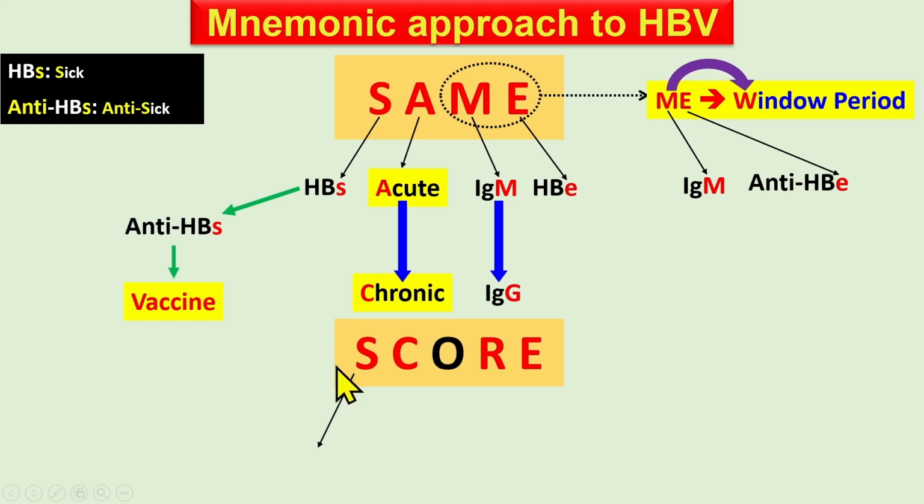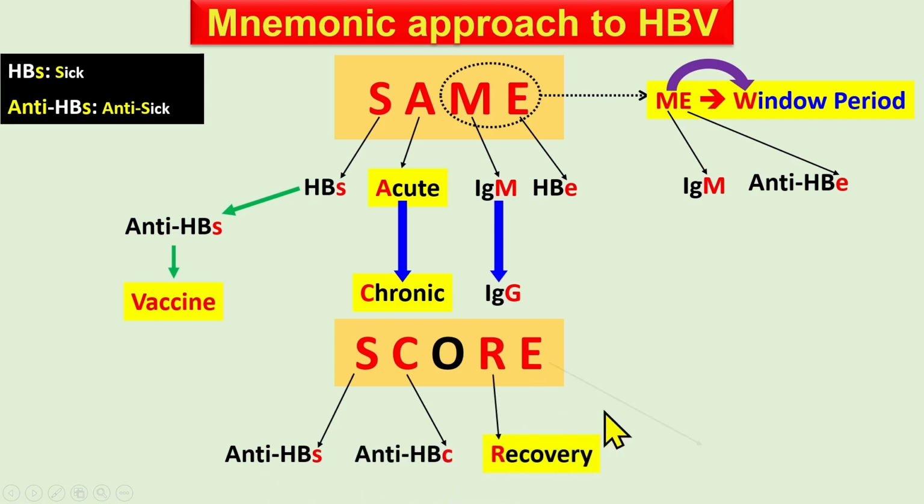What about the recovery phase? In the recovery phase, remember the score S. In the recovery, you will see the anti-HBs, anti-HBc, and anti-HBe antibodies. R represents the recovery phase, and SCE represent your antibodies.